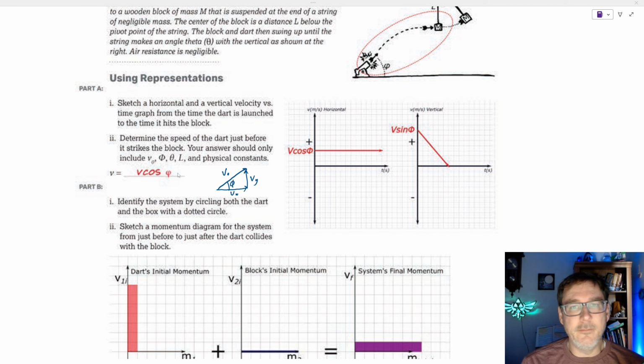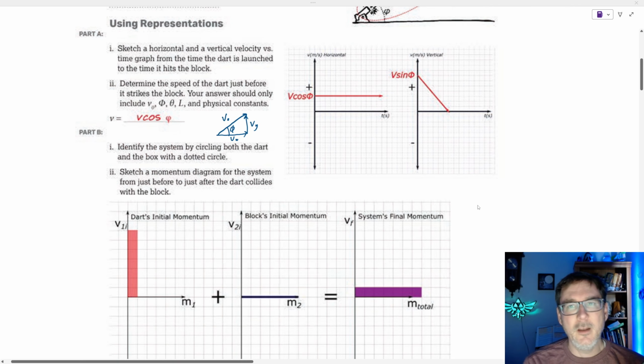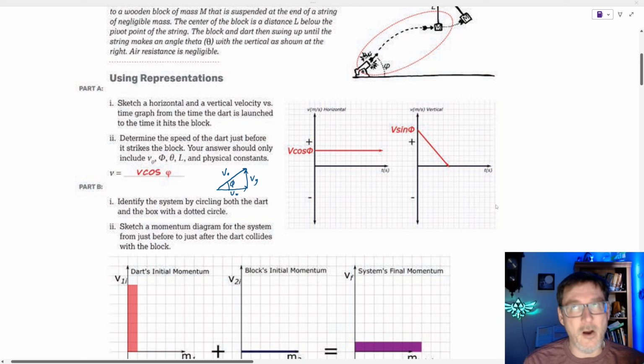The speed of the dart before it strikes the block, right? So at this time the vertical velocity has shrunk down to 0 because it hits at the top. So we're really only concerned with the horizontal velocity, which is the adjacent side from the angle. And the adjacent side uses cosine. So if you were to do the trig, you would find it's v cosine of phi. Okay, so just a little throwback to first semester stuff, but that's going to be how it's always going to be. Something that we've talked about in the past is always fair game.